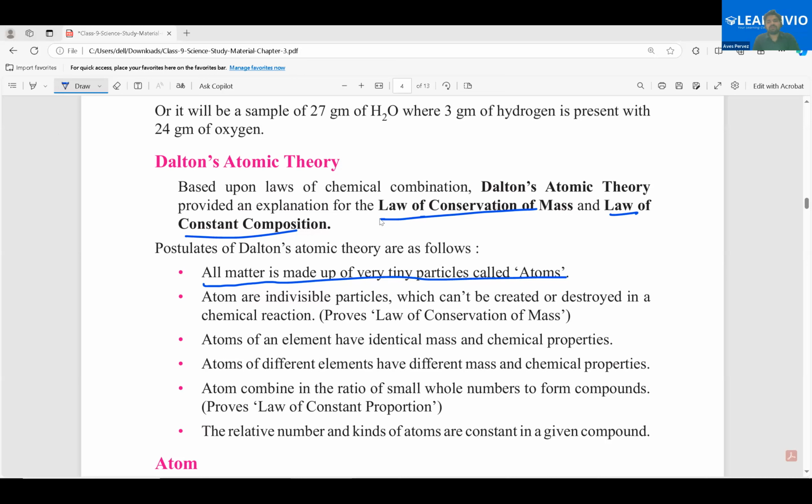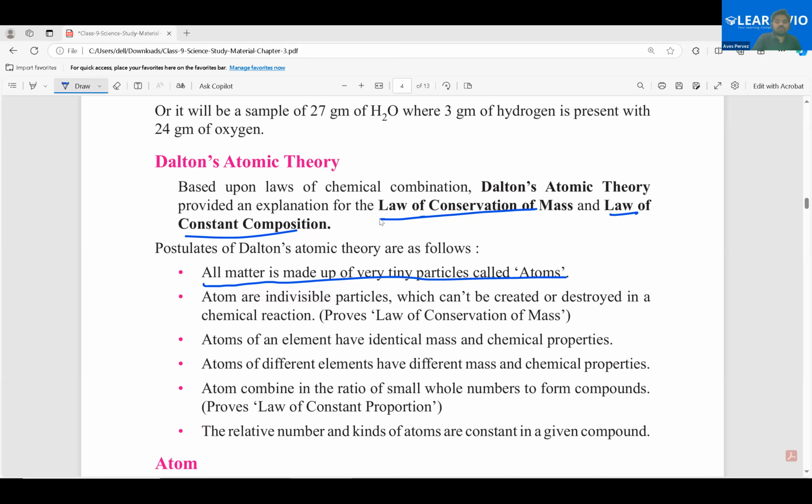Atoms are indivisible particles that cannot be created or destroyed. We cannot destroy atoms, we cannot create atoms. And this is the main point for why the law of conservation of mass holds: we cannot destroy an atom.